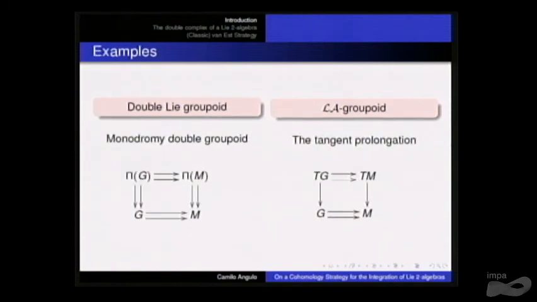Now, the next example is the tangent prolongation and all of its multiplicative subbundles, which are referred to in the literature as multiplicative foliations. And here I'm cheating a little bit because this object in general isn't a double Lie groupoid, and that's actually one of the reasons I drifted away from studying this integration problem with the strategy of A-paths, which proved to be so useful for the integration theory of Lie algebroids.